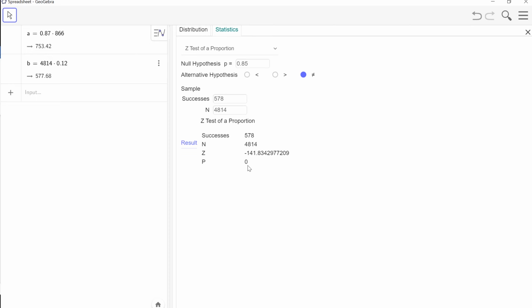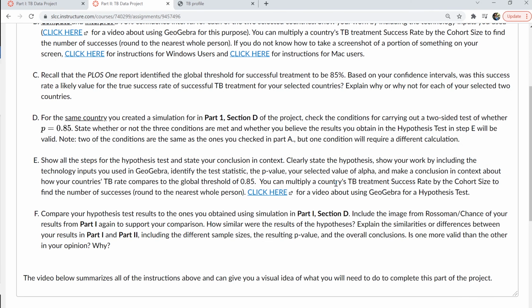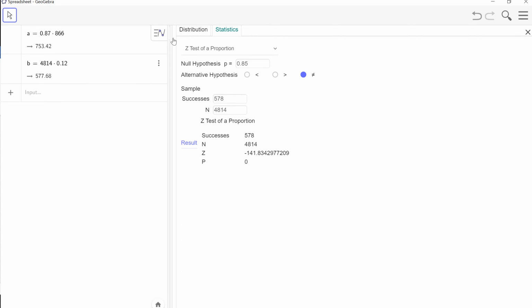This kind of situation can happen depending on the success rate and the sample sizes for particular countries, so do not be alarmed if you do get a very large or very negative test statistic. With those values that you calculate, make sure you do an overall conclusion and, yet again, include a screenshot of your output from GeoGebra here.